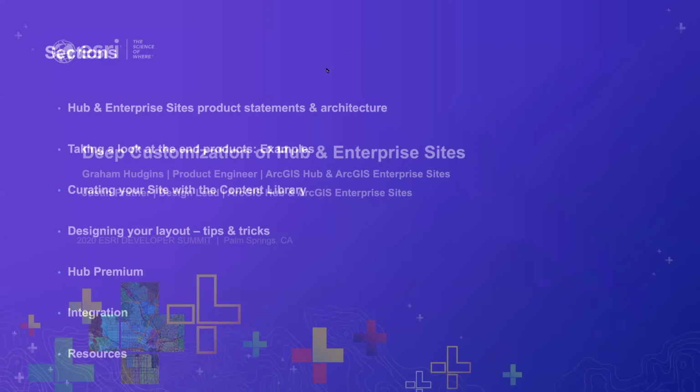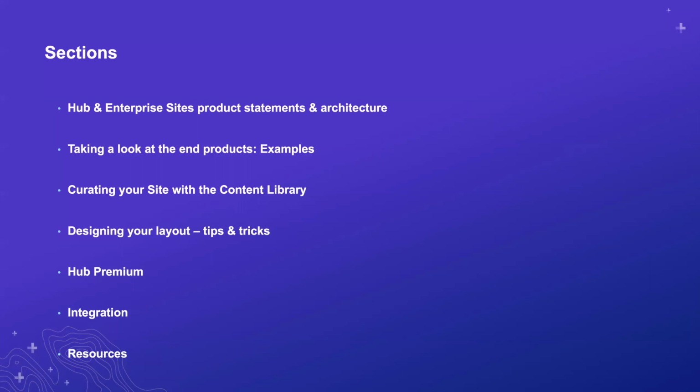We have a great agenda for you. We're going to walk through, at a really high level, a quick overview of the two applications. We'll take a look at a lot of examples, and then we'll get into the nitty-gritty with curating your site in the content library and best practices around data, designing your layout with tips and tricks, some of the great two-way engagement features available in Hub Premium, and we'll end with some integration resources, ways to automate both some of the things we do today as well as other things, as well as ways to integrate Hub functionality into your own website platform. And we'll leave you with lots of resources, so feel free to use this agenda as a sort of way to skip around if you're looking for something specific.